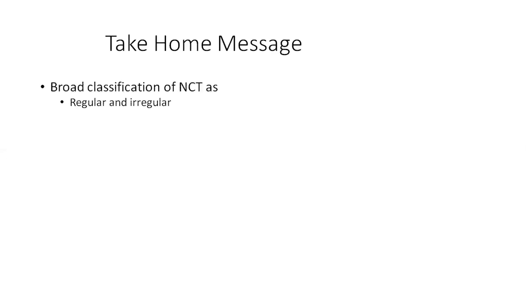Okay, so finally you have to take some take home messages. I hope this ECG session was useful for you. This is broad categorization: regular, irregular, narrow complex tachycardia. Then look for whether P waves are coming or not, fibrillatory. First look at the RR interval regularity before you start describing anything.